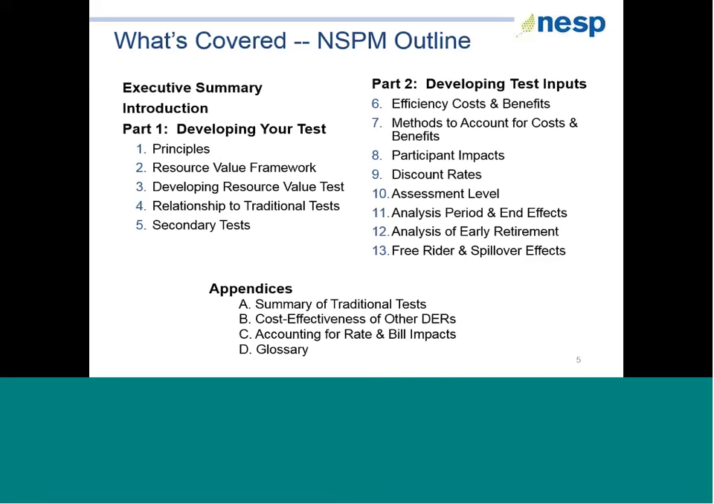Part two covers various inputs that you might use in the test that you come up with. And as you can see on the screen, we cover various inputs. Some of the ones I'll highlight are participant impacts and discount rates because they're fairly challenging, and I think we offer some good ideas there for how to address those inputs.